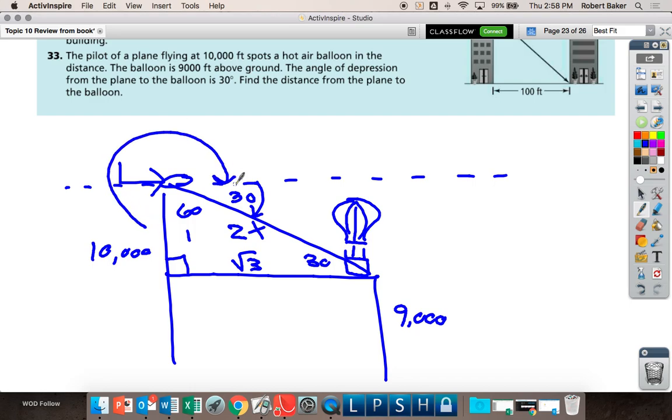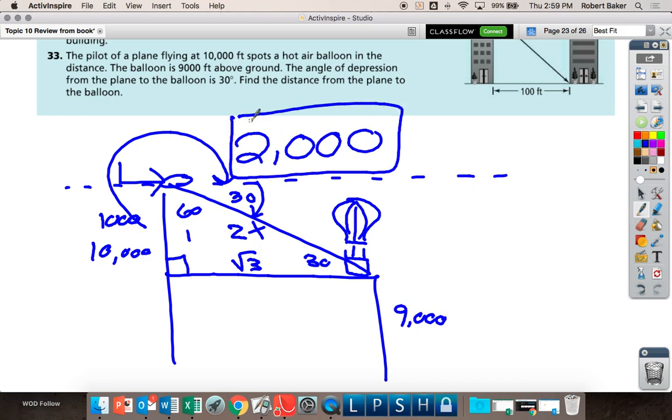Times 2. What is the difference in elevation from the hot air balloon to the airplane? This is 1,000 feet. So 1,000 times 2, yeah, the answer's 2,000.